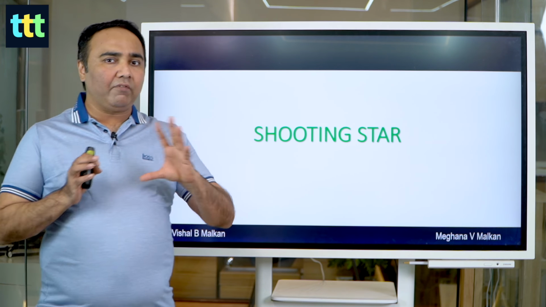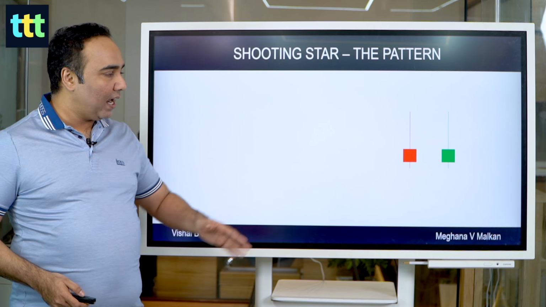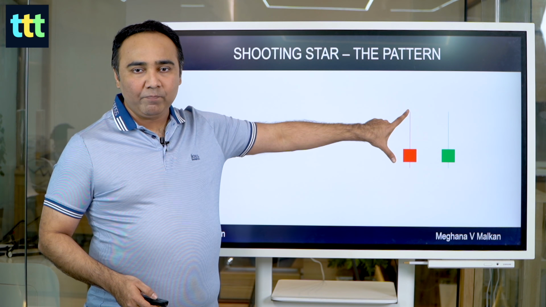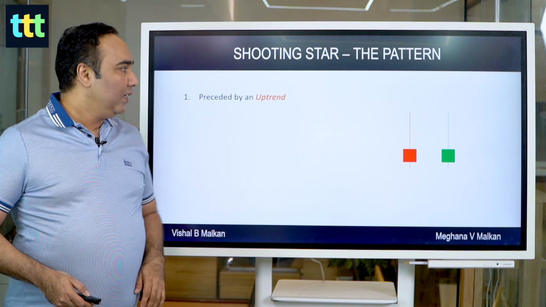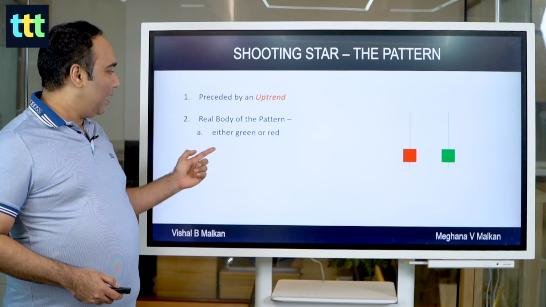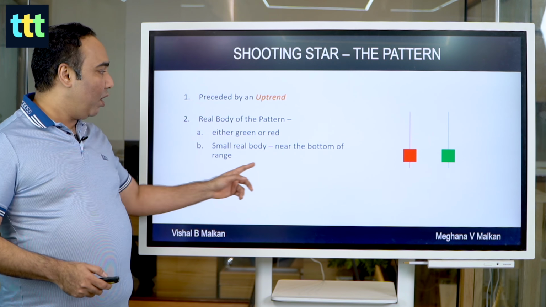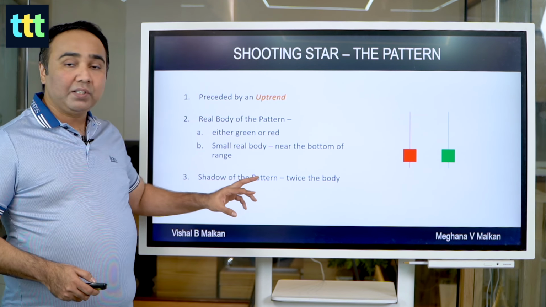The opposite of the hammer is going to be what? Shooting star. So let's look at the shooting star. It's the opposite. Small body and double the shadow, right? After a rally, it's called a shooting star. Now the markets are going to fall. The same thing after an uptrend: real body either green or red, the color of the body doesn't matter, and small near the bottom of the candle pattern, and also the shadow should be twice.